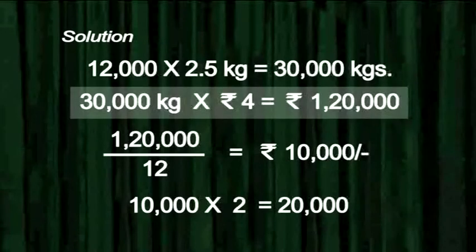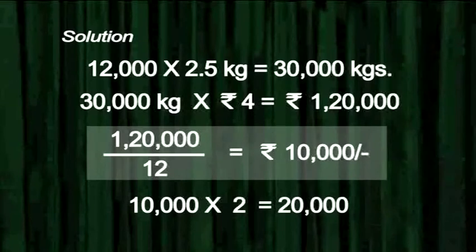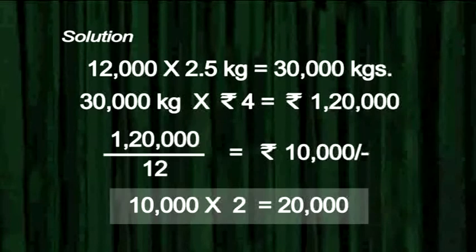So we have to find out the estimated annual raw material cost. It will be 30,000 kgs into rupees 4. So the annual raw material cost is 1,20,000, and we need to divide it by 12. It will give us the figure of 10,000. Now, we need to multiply this 10,000 by the average raw material storage period, which is given as 2 months. So, the final figure will be 20,000. This way we have computed the estimated requirement of raw material using this formula.